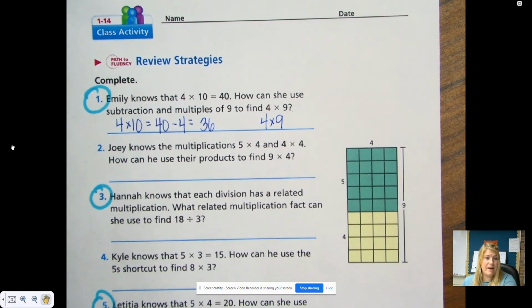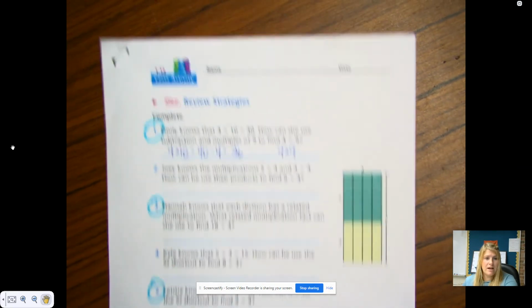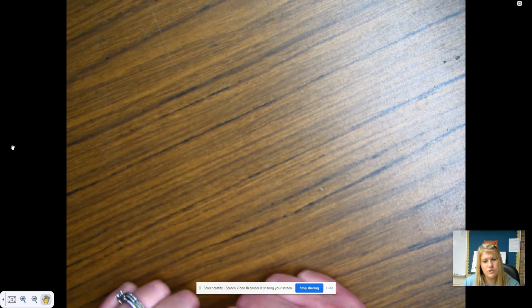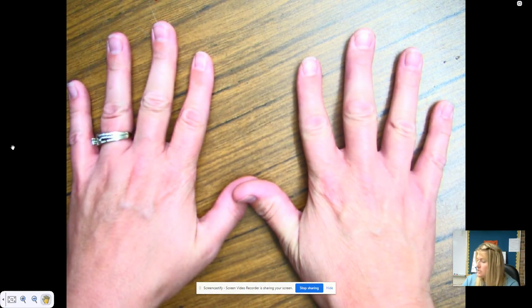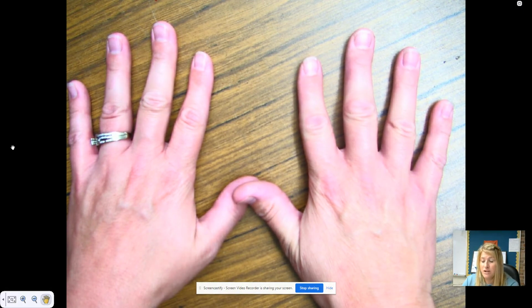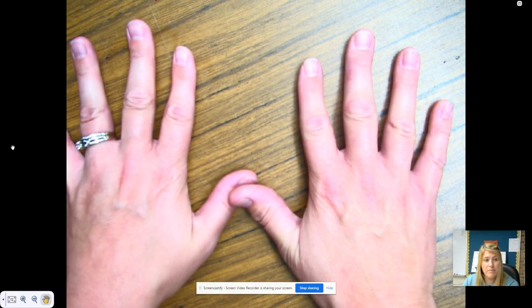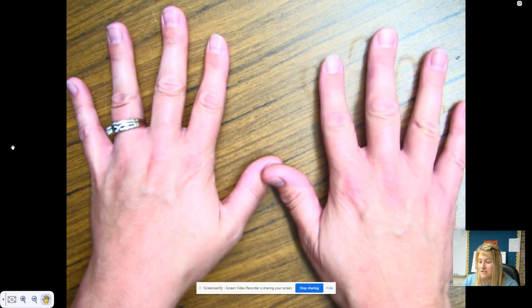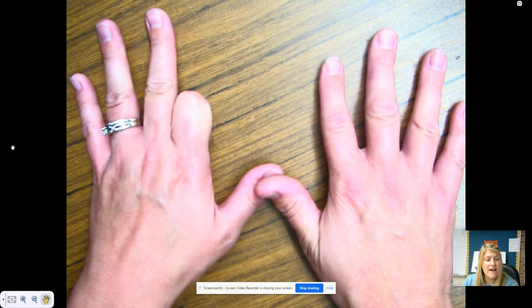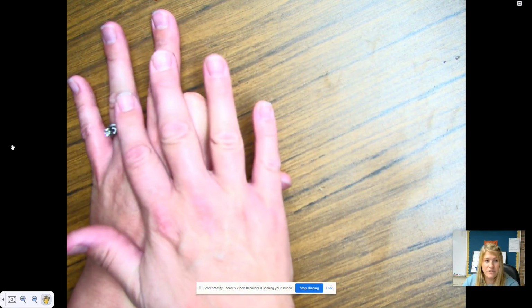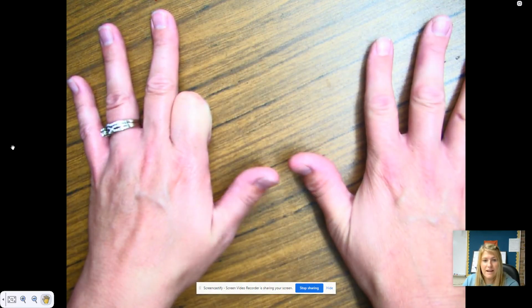I'm going to back up just a scootch. If I used my nines trick, I'm going to check this to make sure that my answer is right. So remember, get your hands up. My nines trick is that I would put down 4 times 9. I'd put down my fourth finger, like the way I read a book, from left to right, 1, 2, 3, 4. What's in front of that finger to the left is my first digit. What's on the right is my second digit.